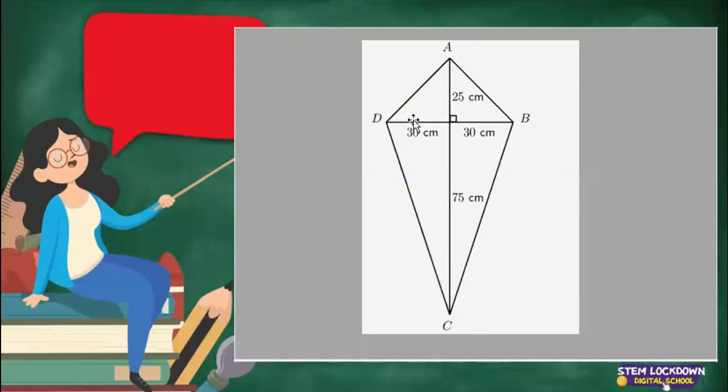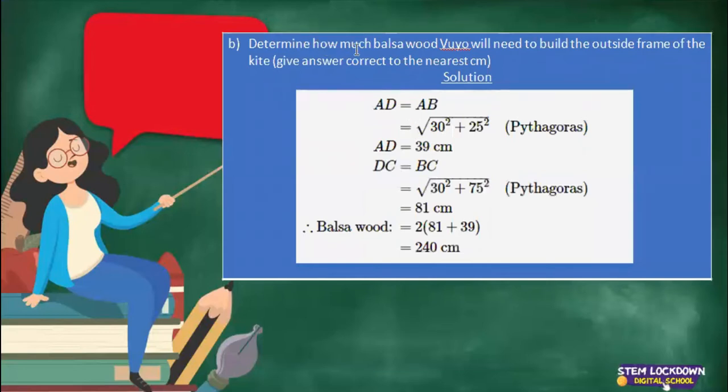Okay. Right. The next question: determine how much balsa wood Buyo will need to build the outside frame of the kite. So outside frame of the kite means the perimeter of the kite. And they give you the answer correct to the nearest centimeter. Because you have to give your answer to the nearest centimeter, that is an indication that you need to find a length. So don't make the mistake of calculating the area.